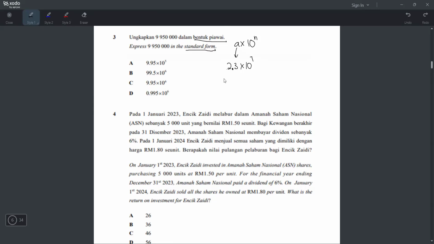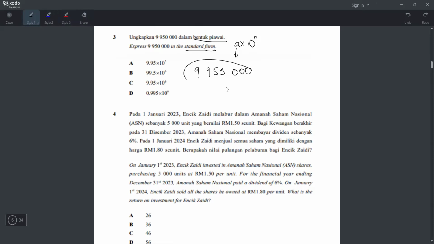Okay. So if before the decimal there is more than one digit, it means you have to move the decimal. Okay, you have to move, maybe move to the right or move to the left, until before the decimal there is one digit. Okay, and the digit before the decimal cannot be 0. Okay, then only we call it standard form. Okay, let me try one question with you.